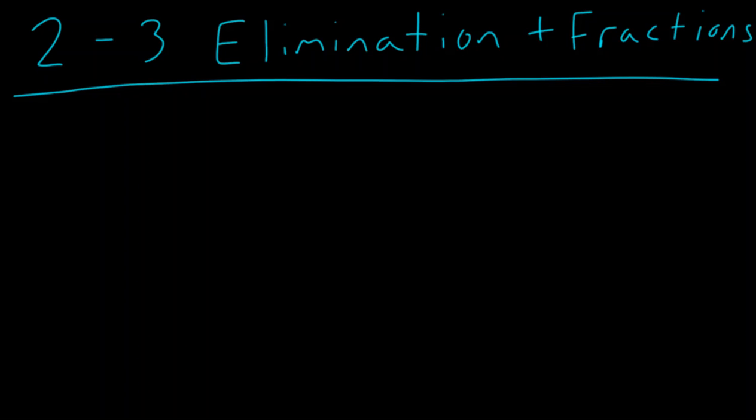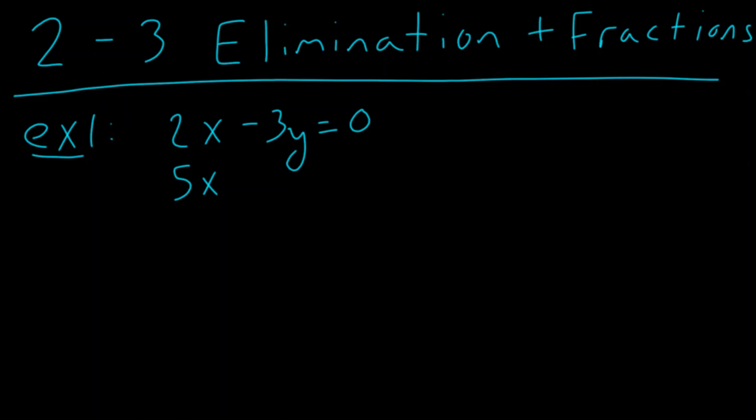Okay, here we are in 2-3, elimination plus fractions. Now let's go ahead and talk about our very first example. And I want to create something that we can't easily eliminate. So let's say 2x minus 3y is equal to 0. And then we're going to try and solve this system with, I don't know, something like this: 5x, let's say plus 2y is equal to 1.